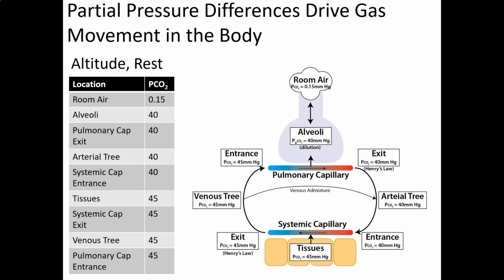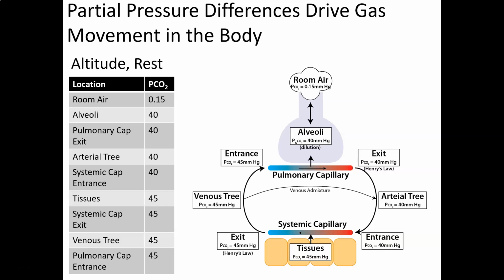And so sometimes students go, oh, I remember that CO2 has something to do with 45 and 40, but I don't remember which one. Well, if you think about it, where does CO2 have to go? It has to go outside the body, right? So since it has to go outside the body, it has to be higher in the systemic capillaries and lower in the alveoli. Otherwise, gas wouldn't move out of the body that way as far as CO2 is concerned.